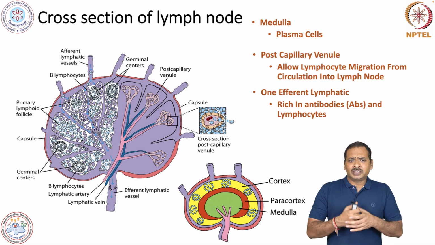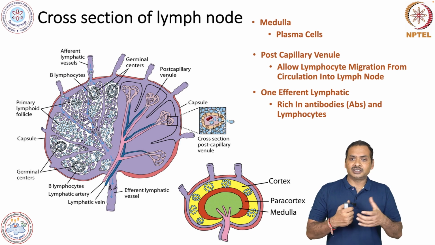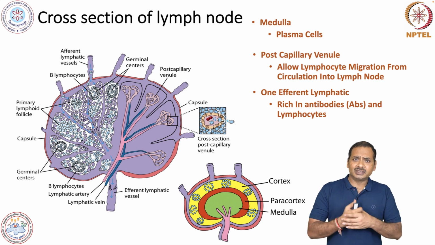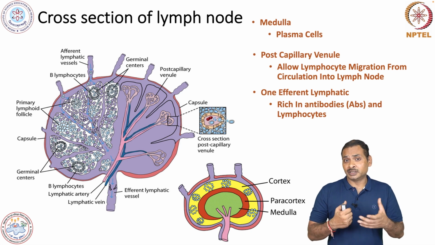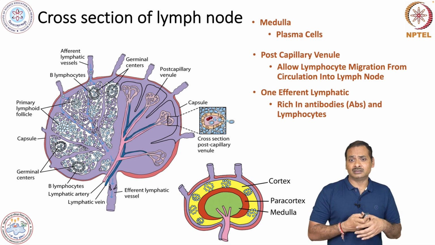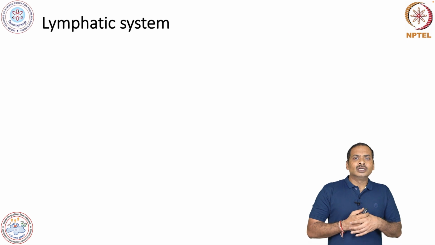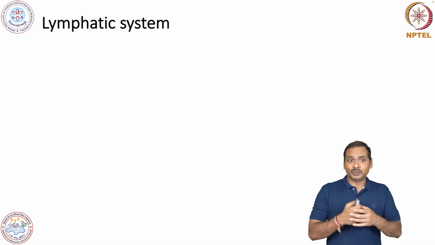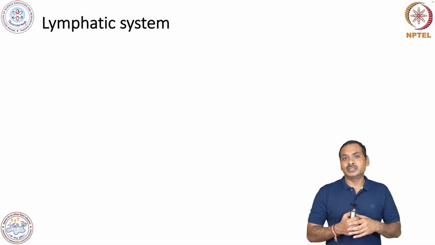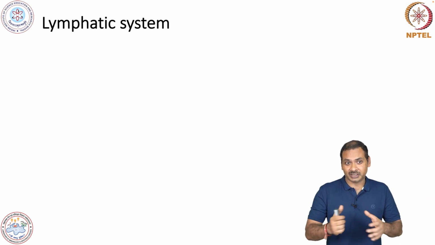And the afferent lymphatic vessels, which I already explained, are rich in antibodies, and also rich in various effector T cells. Now let's look at the lymphatic system. This is the most important component in order to integrate the immunity.